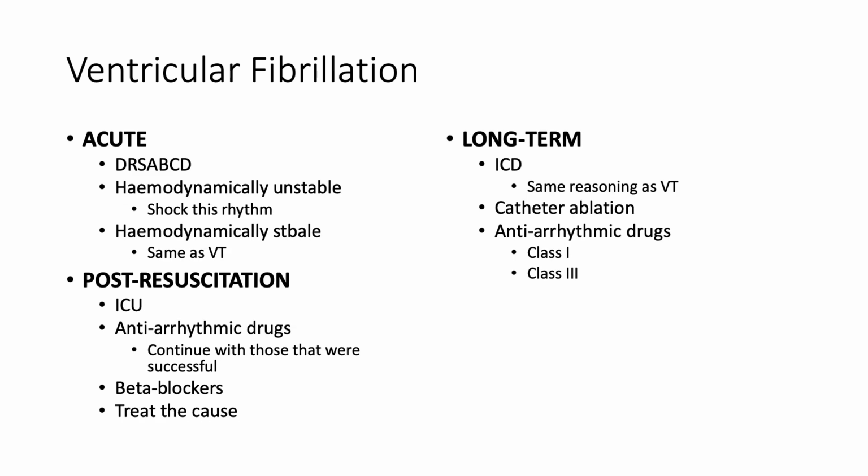So acutely, we're still doing doctor's ABCDE. We never get away from this, ever. If they're unstable, you need to shock them, and if they're stable, you just do the same as for ventricular tachycardia. But I think the likelihood that you would have a stable VF is probably low. If you've brought them back from this, you need to send them to ICU. And at this point, you're probably not going to be doing these things, but technically, for the sake of knowing, you're going to give antiarrhythmic drugs and beta blockers.